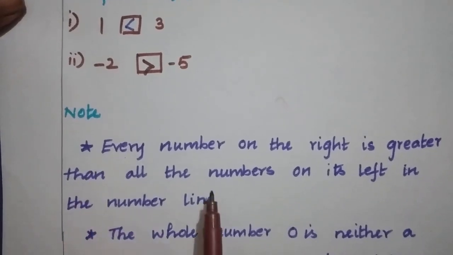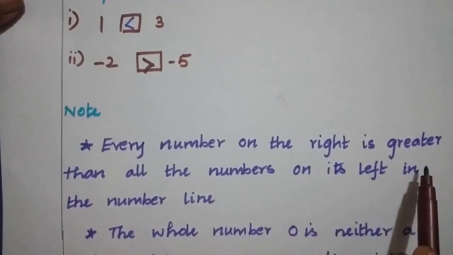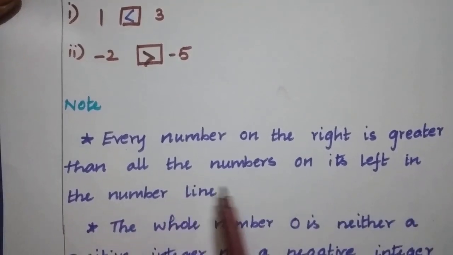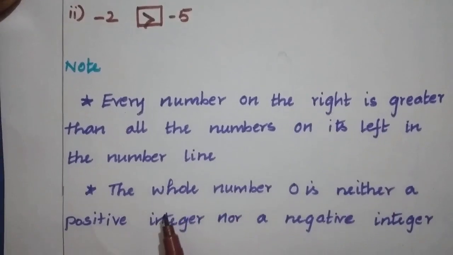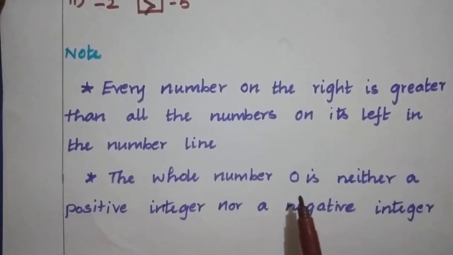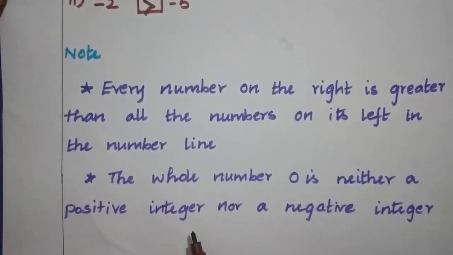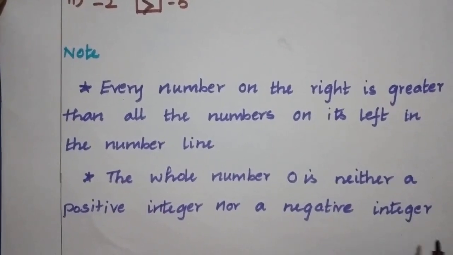Note that every number on the right is greater than all the numbers on its left in the number line. The whole number 0 is neither a positive integer nor a negative integer.